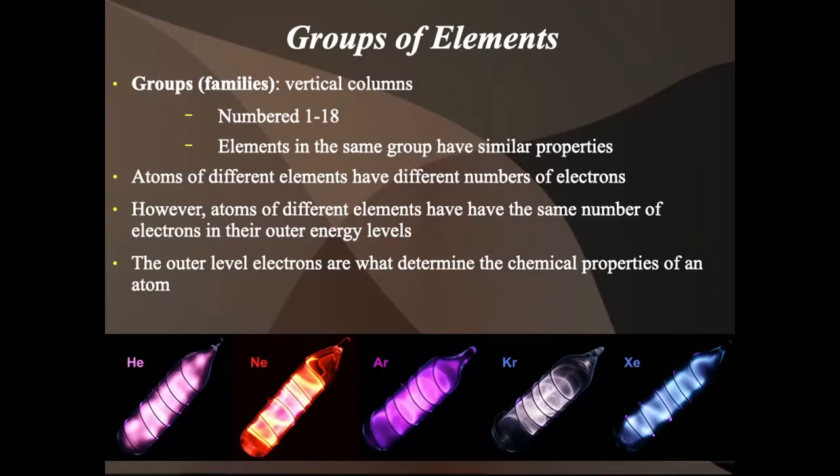They all glow under electricity. So if you electrify these gases, they will glow. So that's a similar property that they all have. Now they glow different colors, but they all glow under electricity. And so this gives you neon lights.